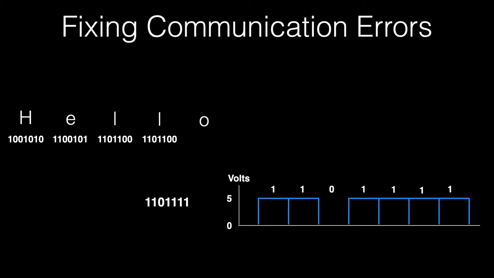What happens if one of the bits gets corrupted and turns into the only other thing it can be, a zero? Now we get something totally different. We get H-E-L-K, and H-E-L-K is not what we were expecting.